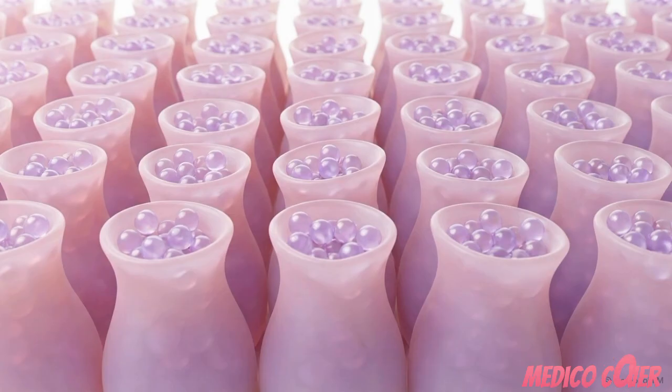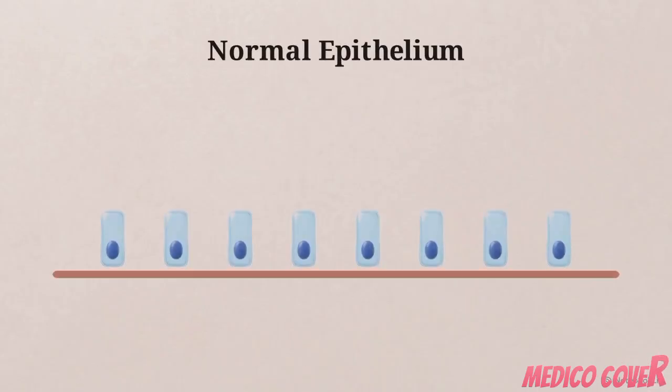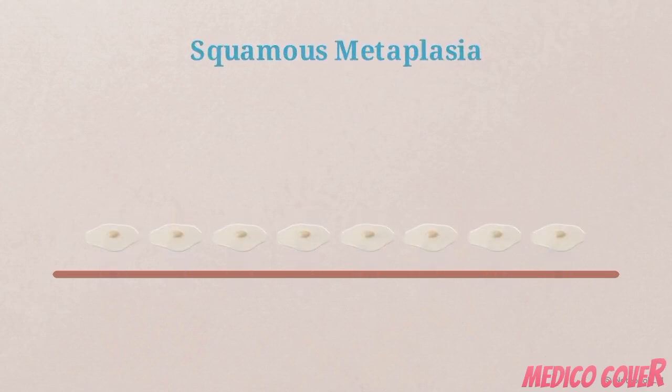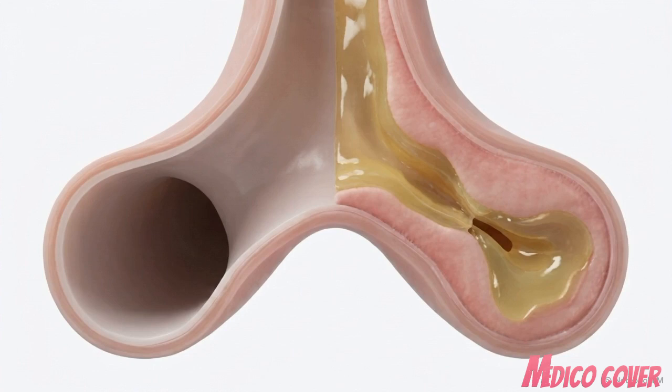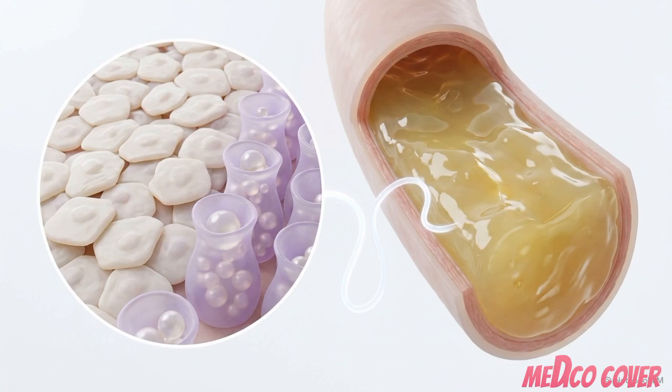Looking closer at the tissue, we see a marked increase in goblet cells, which further contributes to mucus production. The bronchial epithelium itself shows signs of squamous metaplasia and dysplasia. Notably, these changes occur with very little chronic inflammatory cell infiltration. These microscopic changes, from goblet cell proliferation to epithelial metaplasia, define the underlying pathology of chronic airflow obstruction.